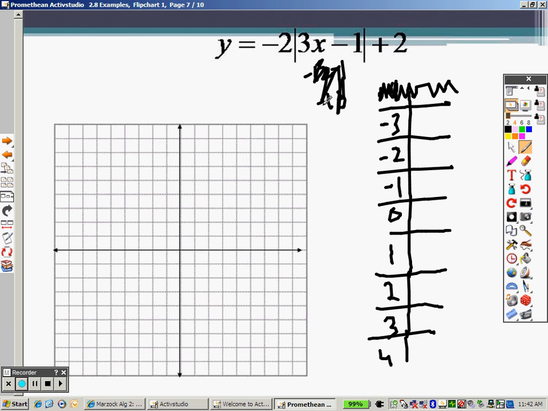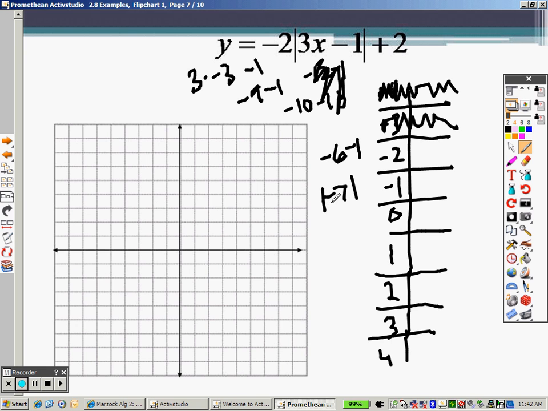So let's try out -3. 3 times -3 minus 1. So that's -9 minus 1. So that's -10. So that gives me a +10. Times that, that's -20, that's too big. So let's try -2. We plug a -2 in there now. That's a -6 minus 1, so it's -7. The absolute value is 7. That's -14. 14 isn't even on there, so that's too big.